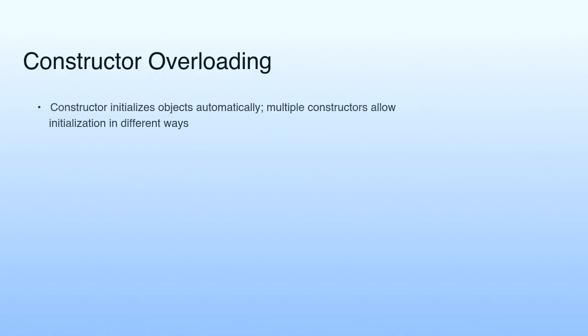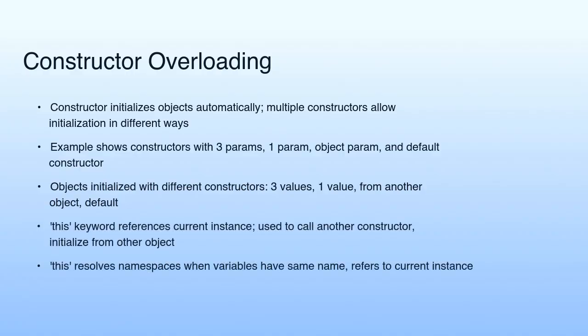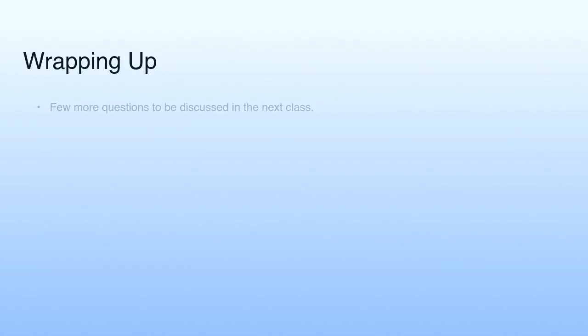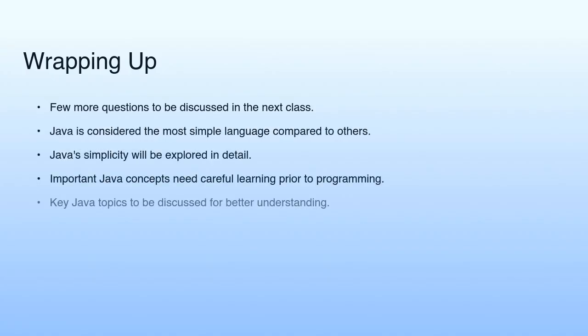Constructor overloading allows a class to define multiple constructors, enabling object initialization in different ways with varying numbers of parameters, from another object, or using default values. This flexibility enhances the usability and adaptability of classes. While Java is considered a relatively simple language compared to others, its simplicity requires careful learning and understanding of important concepts such as encapsulation, class objects, constructors, and the this keyword.